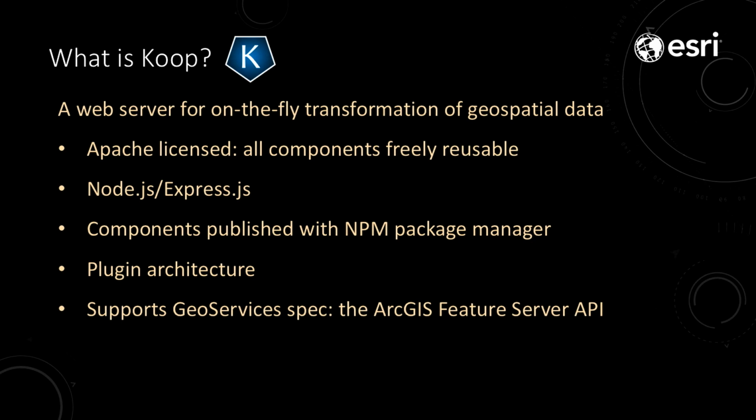Probably the most important part about it is that it supports the GeoServices API spec. And that's just another name for the ArcGIS Feature Server API. And that is what allows Koop to connect data from a lot of different sources to ArcGIS clients. Koop understands requests that are written in Feature Server API, and it can respond to them.